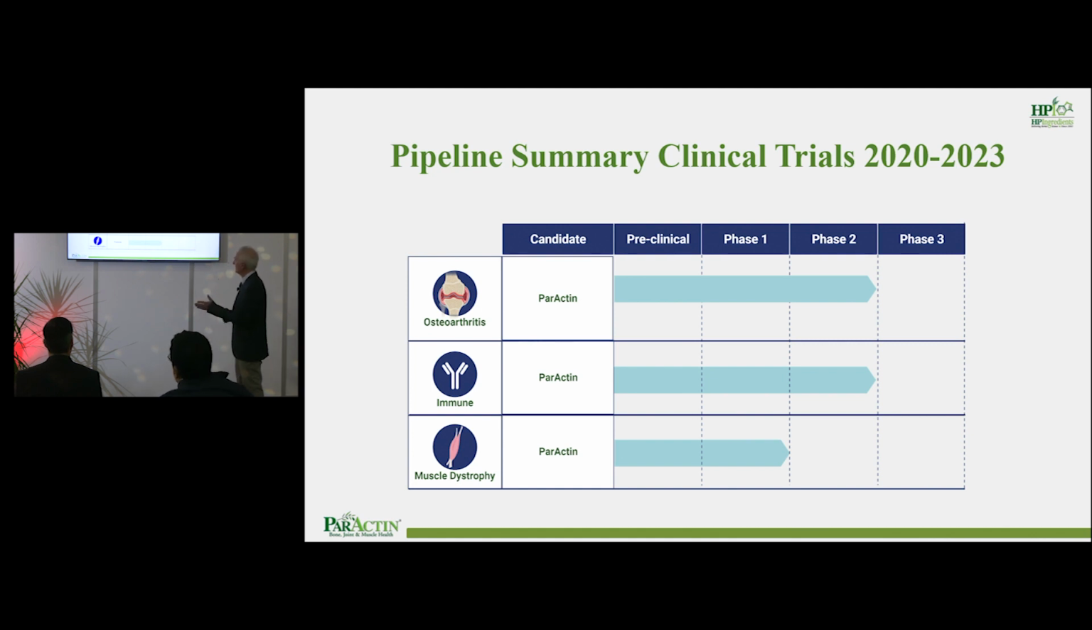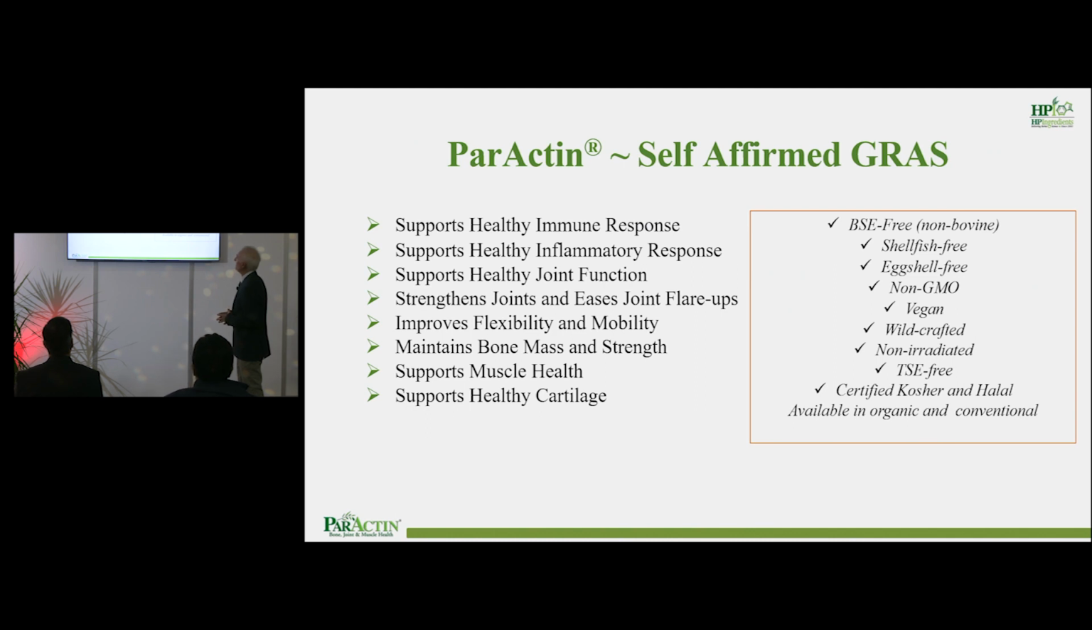Go ahead. So ParActin, we could say that from the health claims, it is functional: supports healthy immune response, healthy inflammatory response, joint function, eases joint flare-ups, improves flexibility and mobility, maintains bone mass and strength, supports muscle health, supports healthy cartilage. And here are many of the qualities. It's wild-crafted, non-irradiated, vegan, kosher, and so on. And also it is available in organic and conventional form.